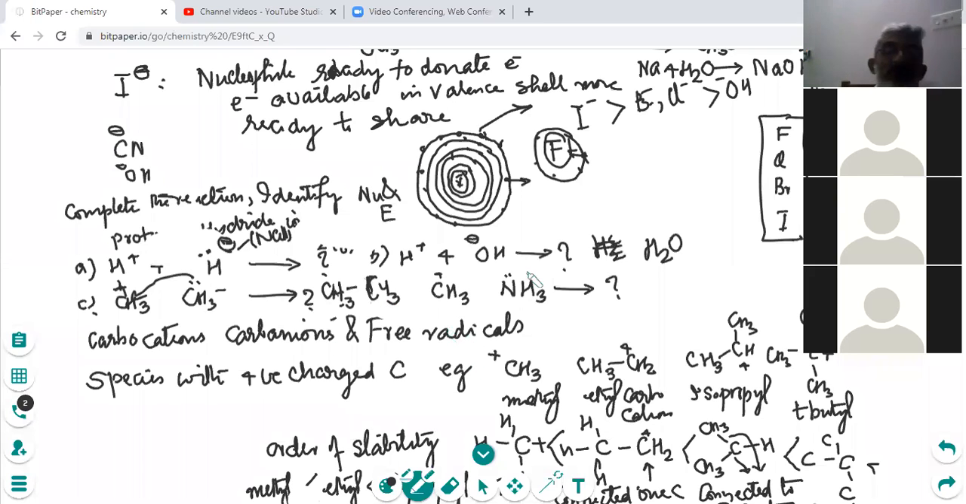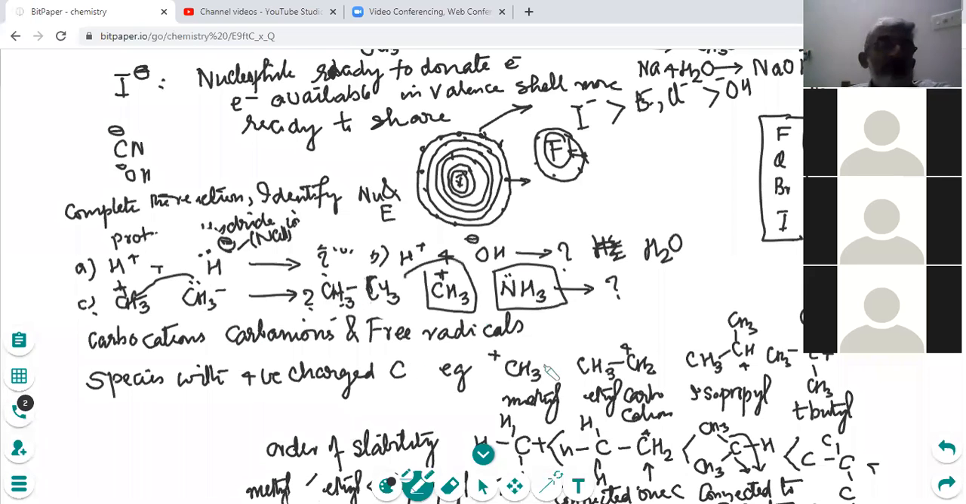Now let us look at this one. A CH3 plus is reacting with an NH3 molecule. Now can you identify which is the electrophile and which is the nucleophile? Just try it on paper. Which is the electrophile, which is the nucleophile in this case? This is the electrophile and this is the nucleophile. Simply by looking at the structure, you should be able to remember that. So these are the electrophiles and nucleophiles. You can identify each electrophile and nucleophile in any particular reaction.